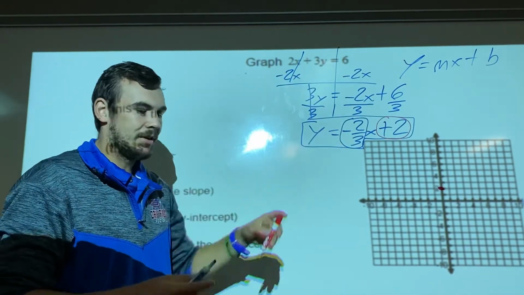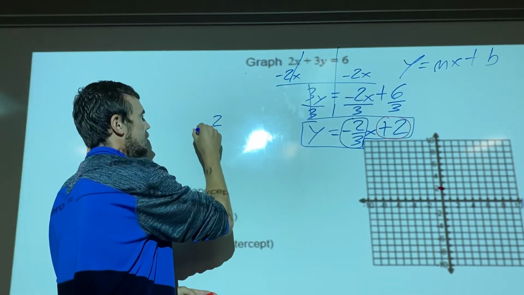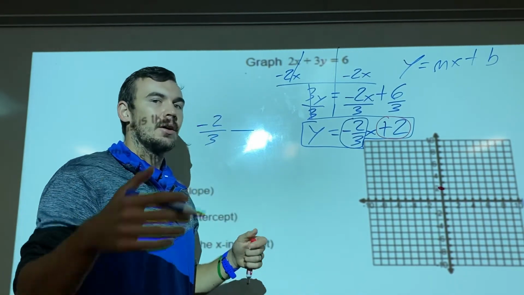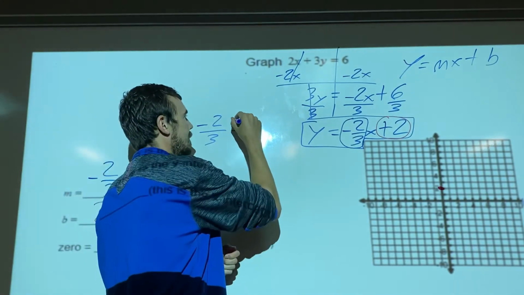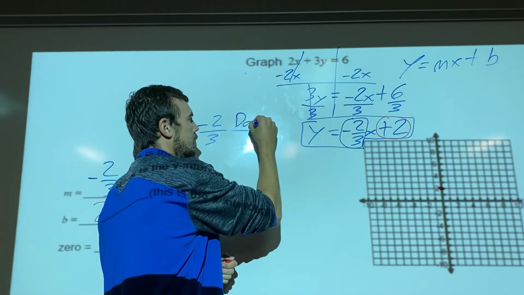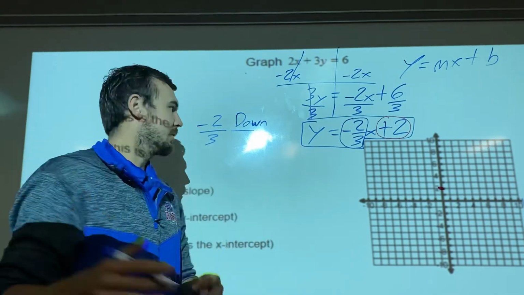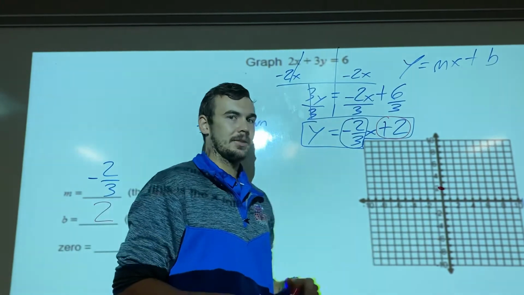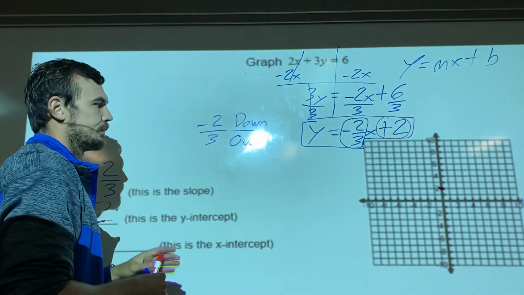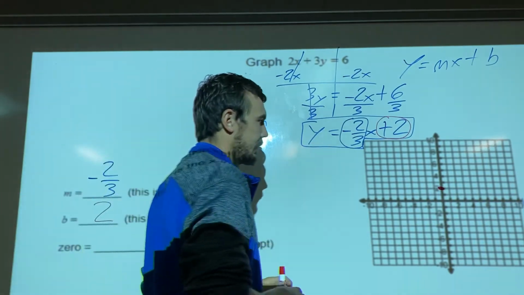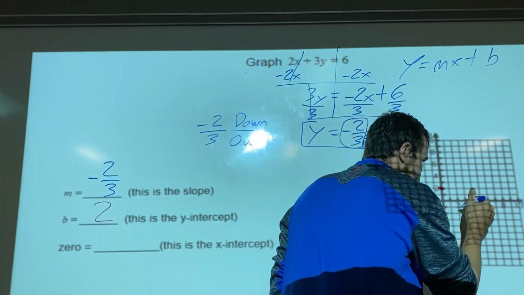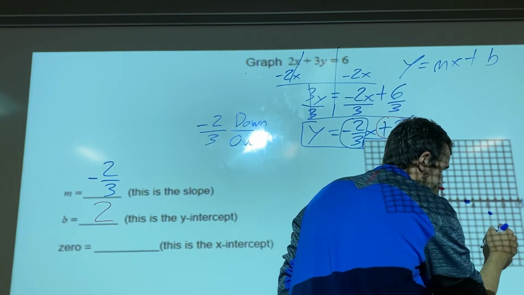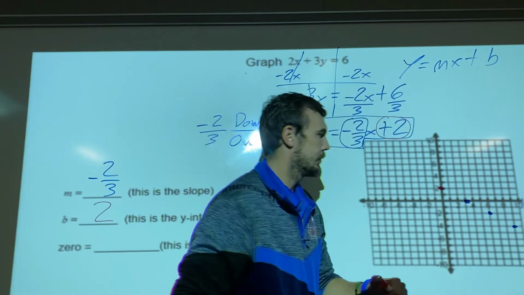All right, I have a negative 2 over 3. So that tells me, am I going to go up or down for my rise? It should tell you you're going to go down. I have a positive 3. So that means I'm going to go over to the right in the positive direction of the x-axis. Okay? So down and over. So I'm going to go down 2 and then over 3. Down 2, over 3, guys.